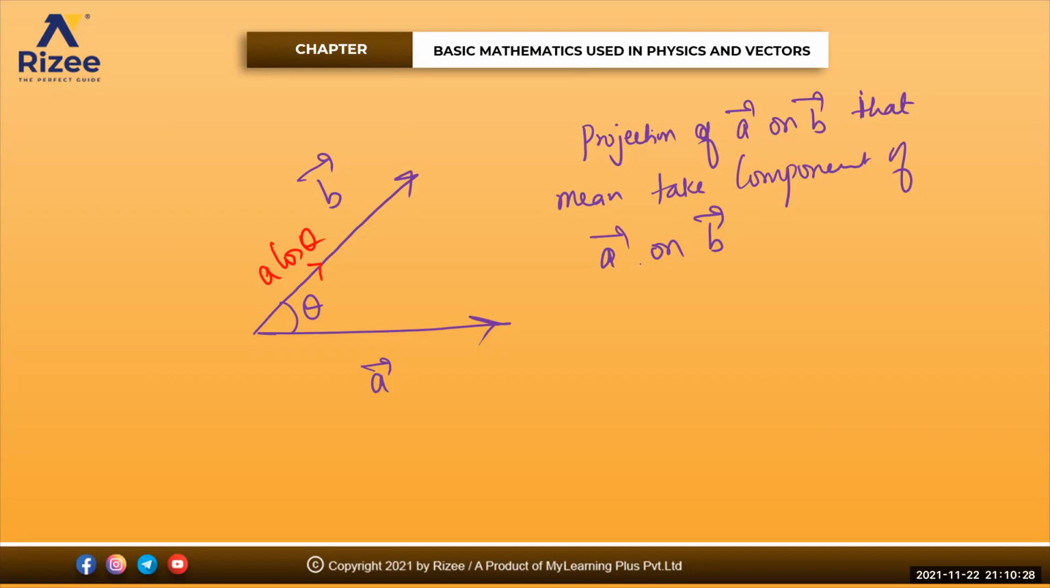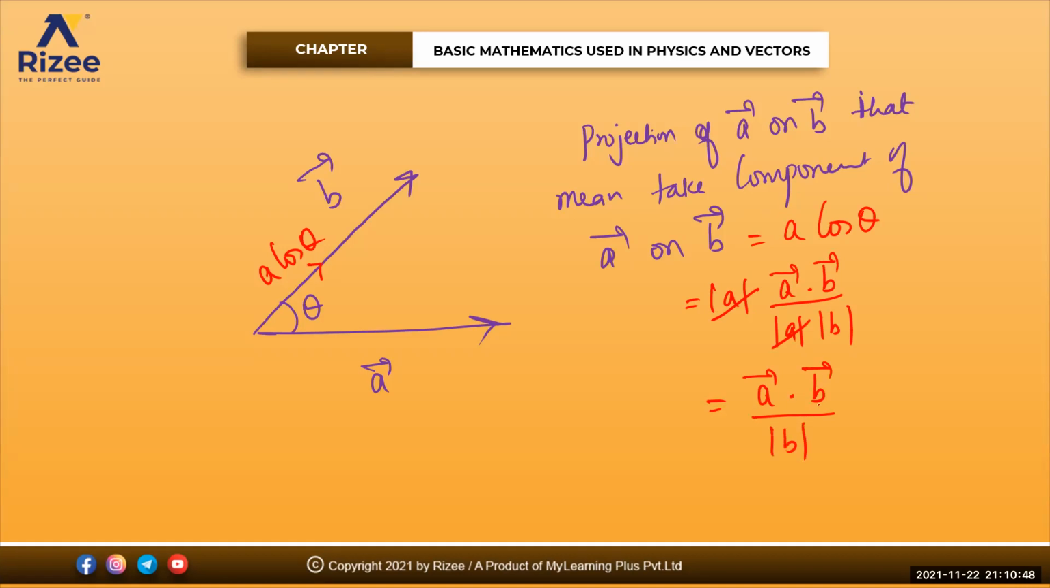Projection of A bar on B bar means take the component of A bar on B bar. That is A into cos theta. That means mod A into cos theta is A bar dot B bar divided by mod A mod B. This mod A will get cancelled. Remaining is A bar dot B bar divided by mod B. Magnitude of B, so this will be equal to A bar dot B cap.